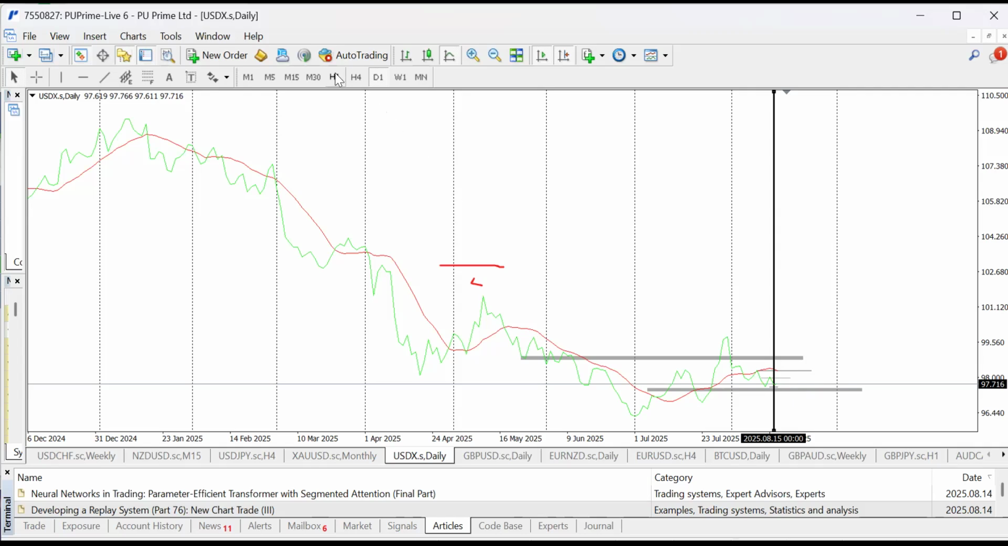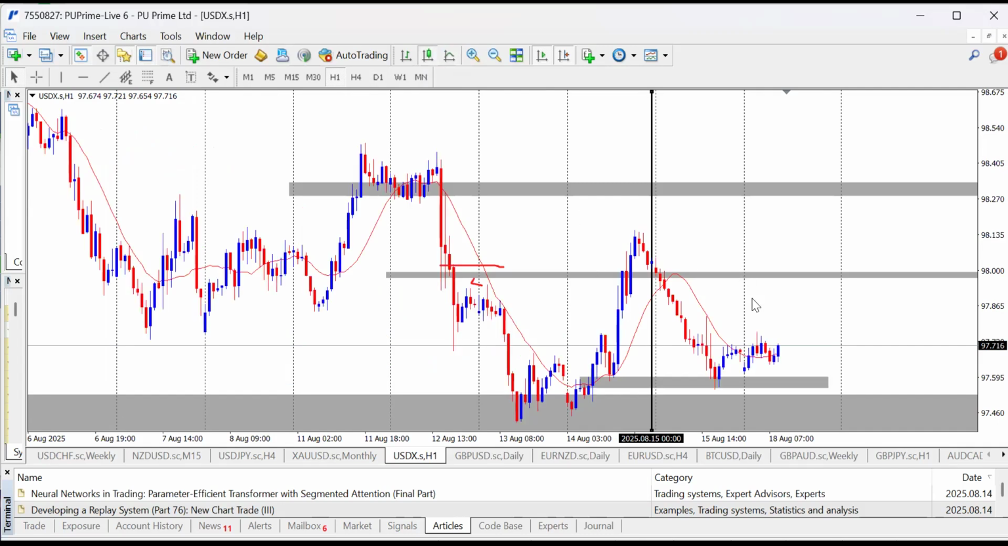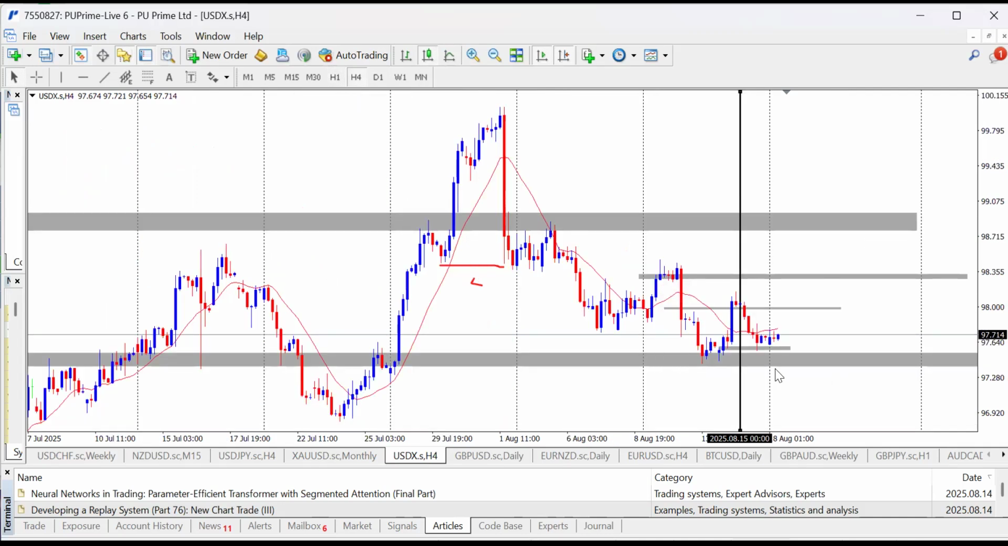So I'll go to 1 hour time frame to see. On 1 hour time frame, you can see where we are going to, that this high is where we are going to. And if I look at 4 hours time frame, I'll tell you currently where the market is. The market is rejecting this zone. So hopefully we can have something like this.